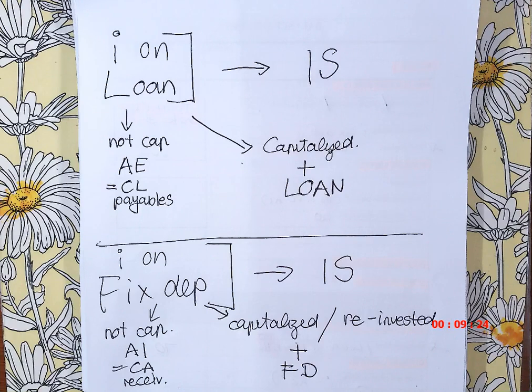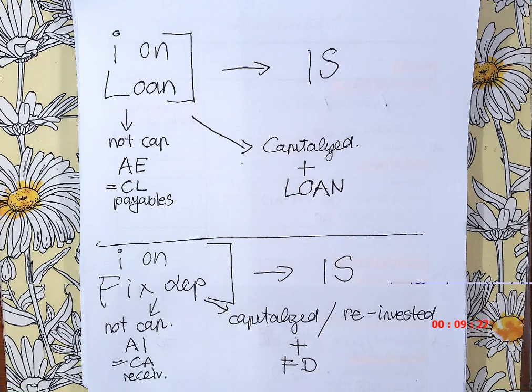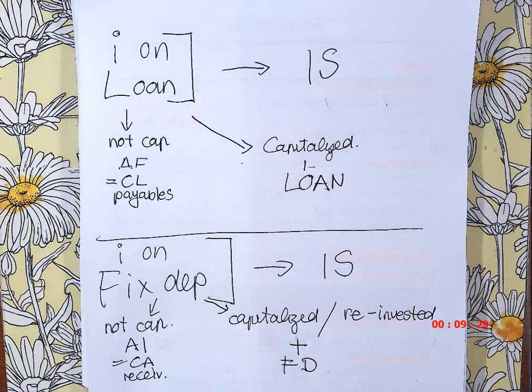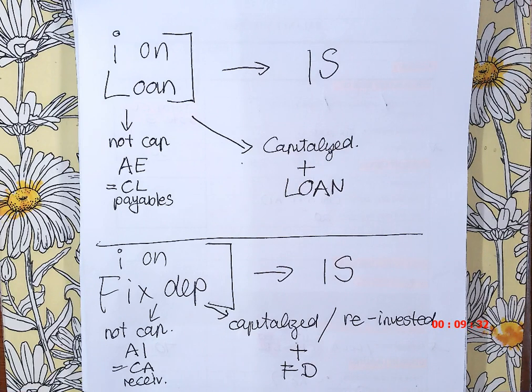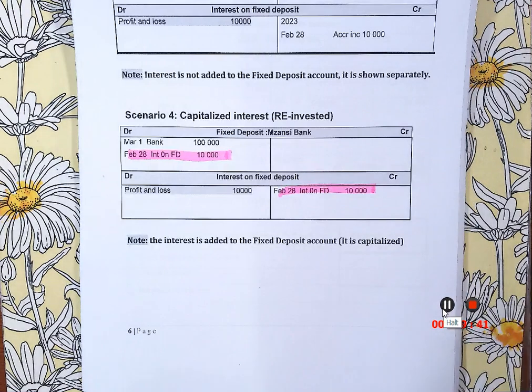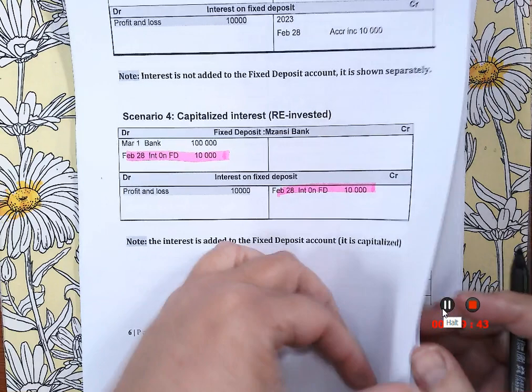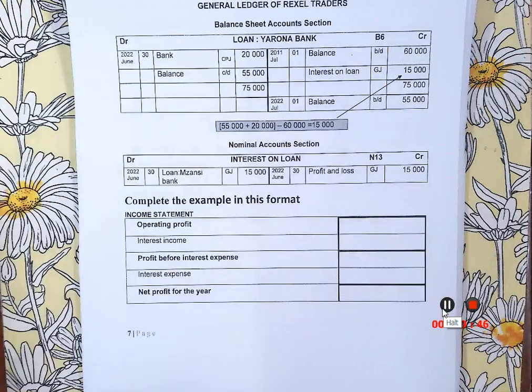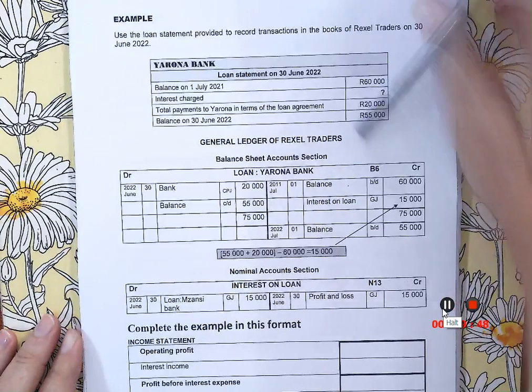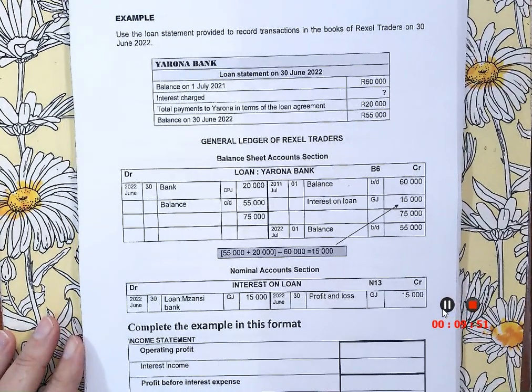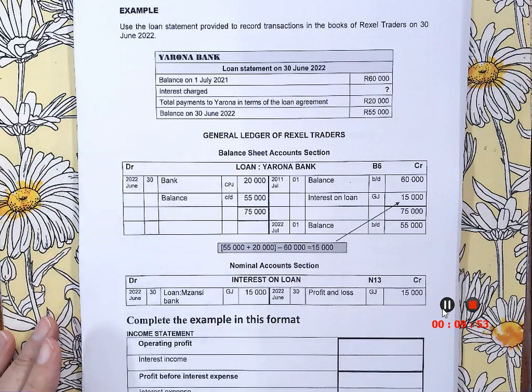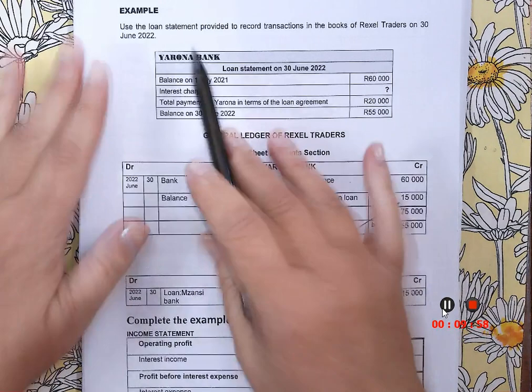So now I want to do some exercises with you so that we can practice this. I will put this on the group. So, here we go. Now when I go to my exercise, let's do the exercises. I want to make sure that you understand how to do this, because this is an easy 4 marks, especially in the income statement. Now they say use the loan statement.